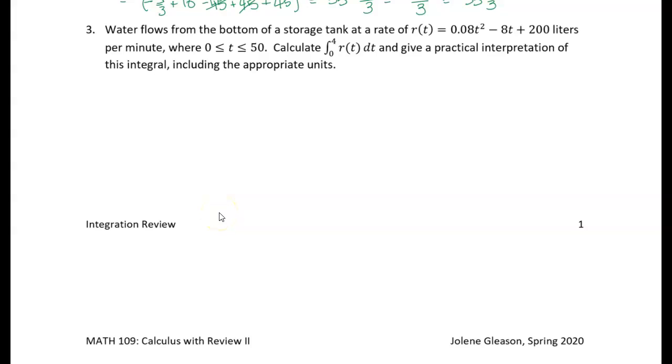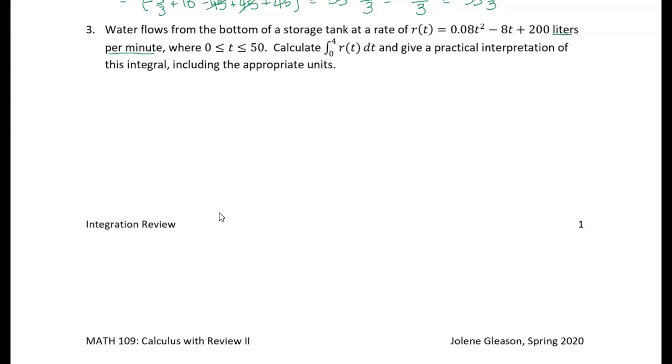Okay, so for this problem, we have water that's flowing from the bottom of a storage tank at some rate given by this polynomial function. And the rate is in liters per minute. Okay, so that's important. Liters per minute. And we've got a time frame between 0 and 50. So this relationship holds for t equals 0 to t equals 50 minutes.